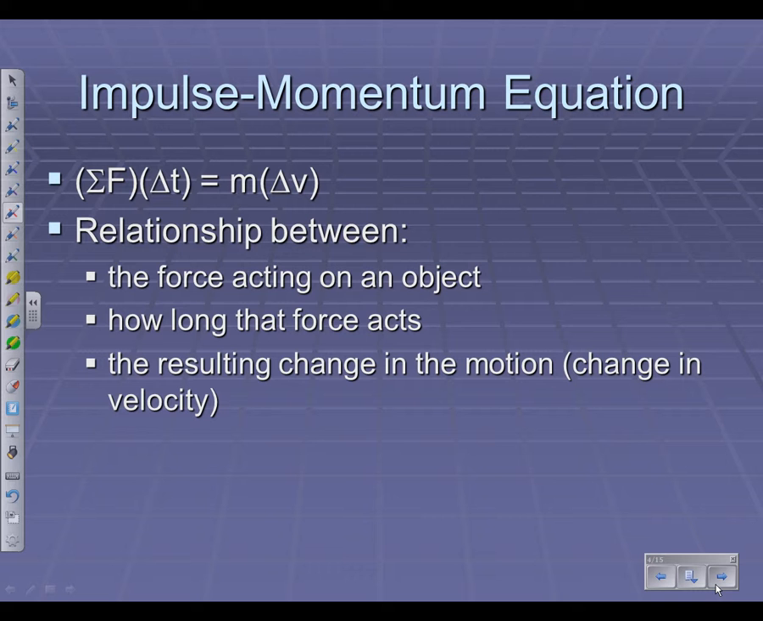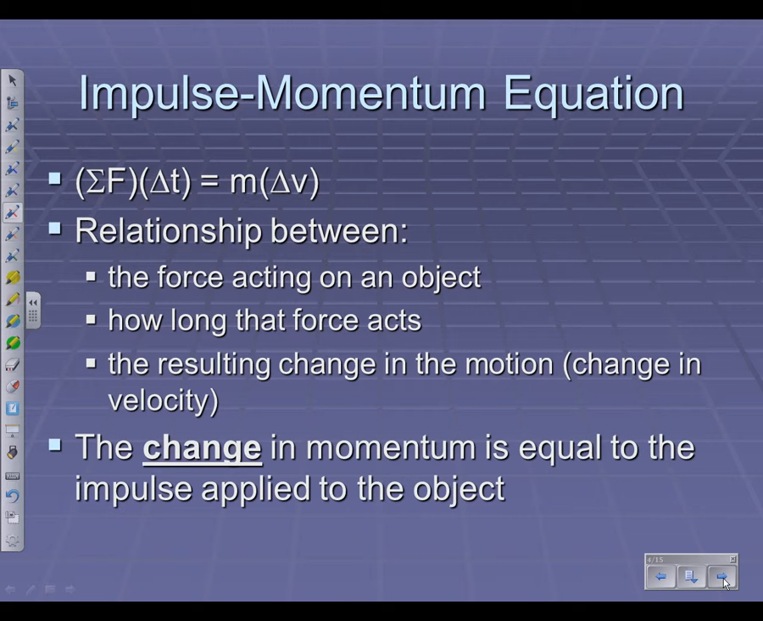Let's start talking about parts of this equation a little bit more. First, the change in momentum is equal to the impulse that is applied to that object. Much like when we talk about acceleration, we're talking about the change in velocity. When we're talking about impulse, we're talking about the change in momentum. Keep that in mind. Change. Bold and underline. That means it's probably important. So here we're talking about a change in the motion or a change in the momentum of that object.